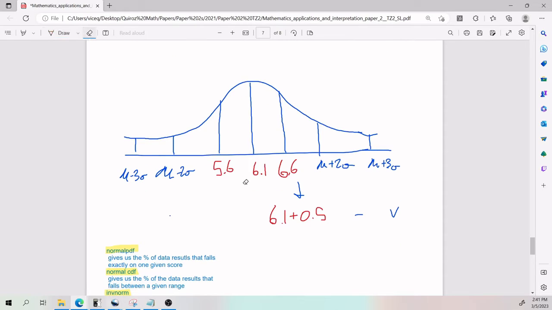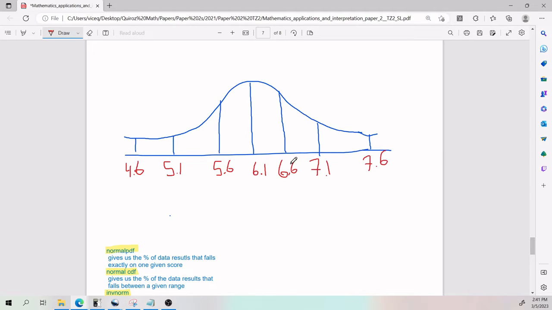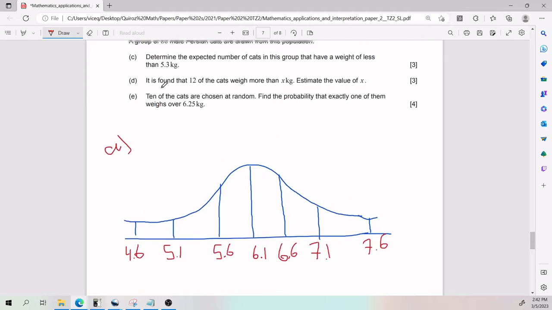All right, so that is my approach to sketching it. First, you have to draw it like a bell curve, and second, you have to plug in the right numbers. So if I'm just going to go ahead and do that on the left, I do minus 0.5 again, I end up with 5.1, minus 0.5, I end up with 4.6. On the right side, if I add 0.5, I'm going to end up with 7.1. I do it again, 7.6. All right, so that would be for sketching. This is part A.